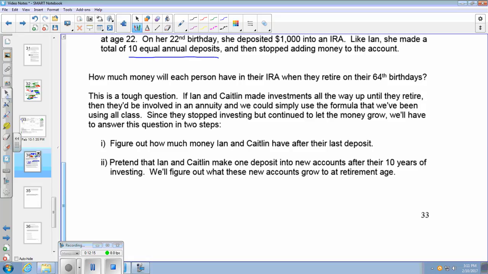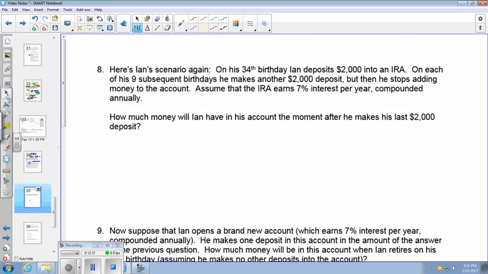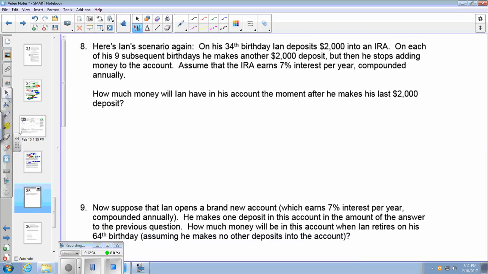So first step, we're going to figure out how much money Ian and Caitlin have after their last deposit. And then step 2, we're going to pretend that Ian and Caitlin make 1 deposit into a new account after the 10 years of investing. And we'll figure out what these new accounts grow to at retirement age. All right, so in number 8, we're going to look at Ian's, and you're going to look at Caitlin's in the group activity today.